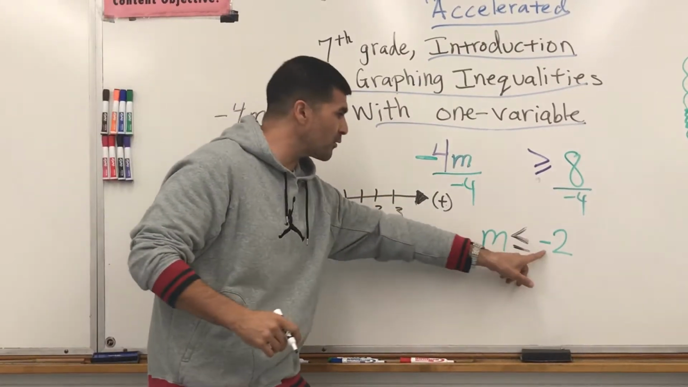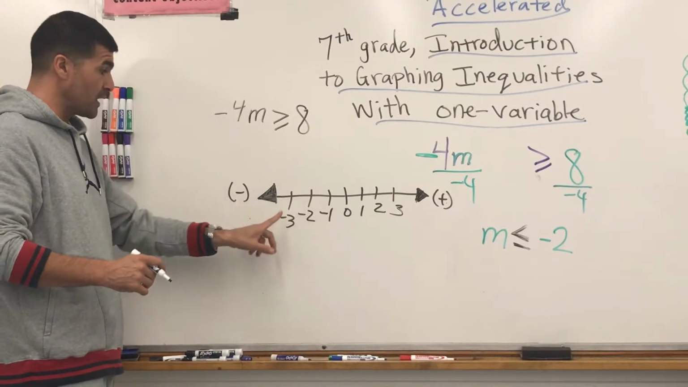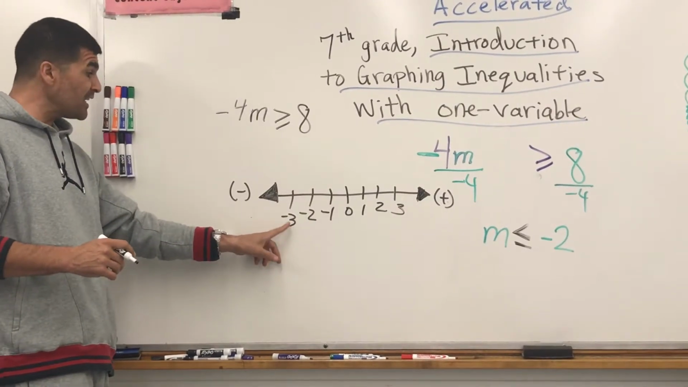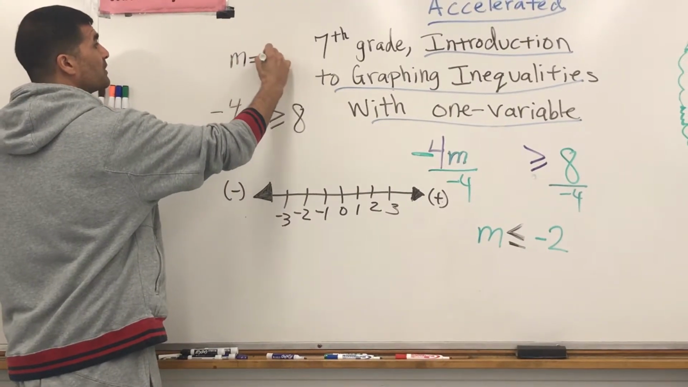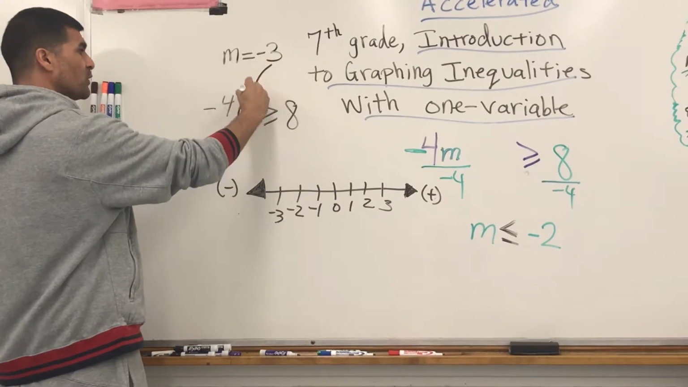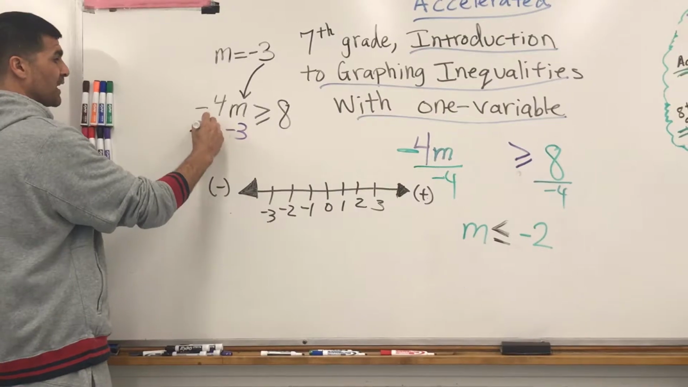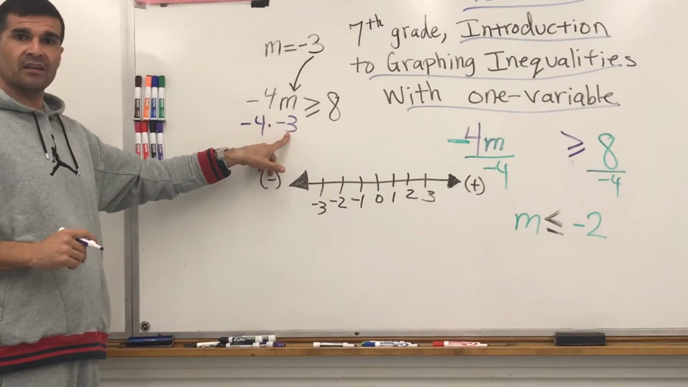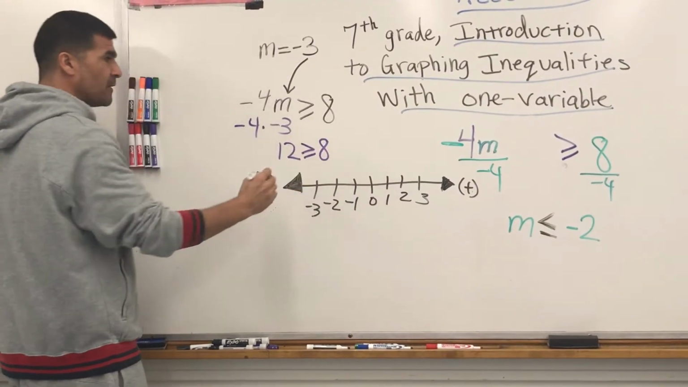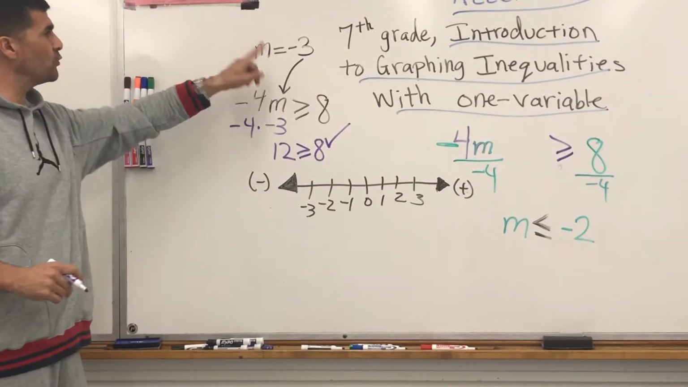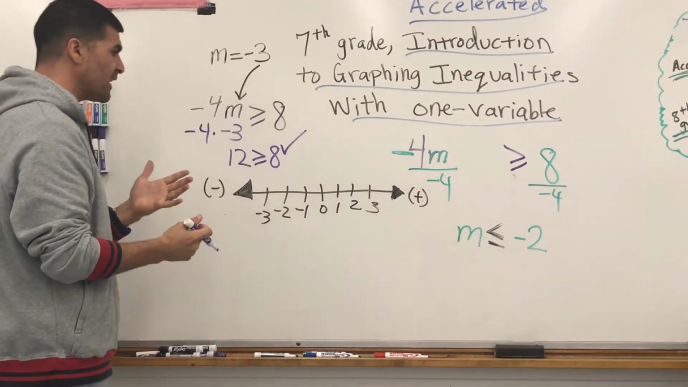Give me some numbers that are less than negative 2 on the number line. Negative 3 is less, and any number on the left of it is less. So let me choose m is equal to negative 3. What happens when you substitute it in? Let me put in negative 3 times negative 4. What's a negative times a negative? It's a positive. And isn't 12 going to be greater than or equal to 8? And that's how you check it. That's how you know that switching this inequality the opposite direction will make it true.